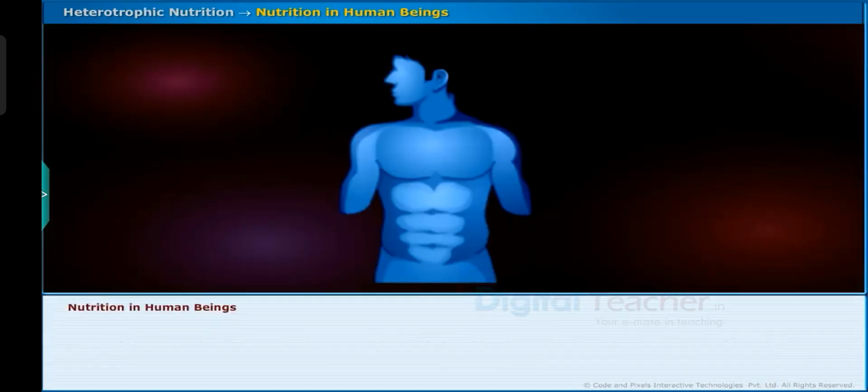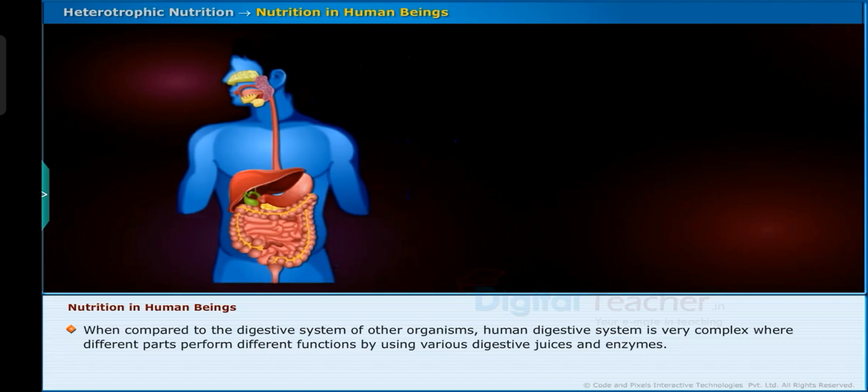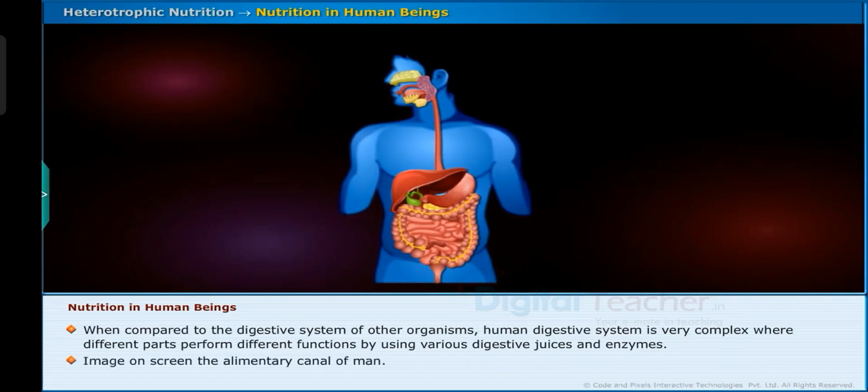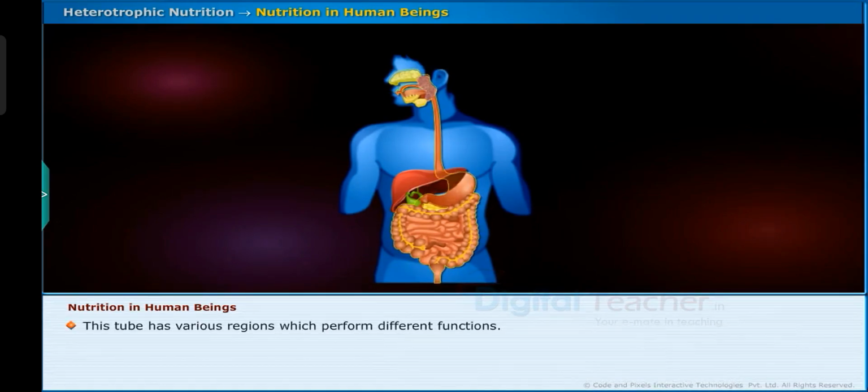Now, let us learn about nutrition in human beings, when compared to the digestive system of other organisms. The human digestive system is very complex, where different parts perform different functions by using various digestive juices and enzymes. The image on the screen shows the alimentary canal of man. The alimentary canal is a long tube extending from the mouth to the anus, as indicated in the image. This tube has various regions which perform different functions.